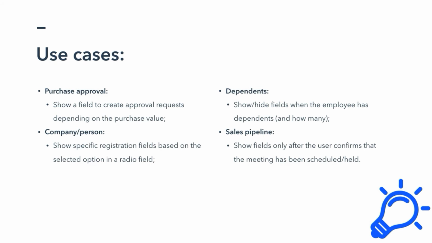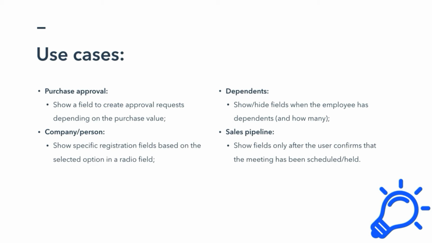The first use case we're going to present is a purchase approval. This one we're going to set up together. We have a connection field used to create approval requests in a secondary pipe, but it only needs to be used when the purchase value is above $500. So whenever the value is less than $500, this field is going to be hidden in your form.